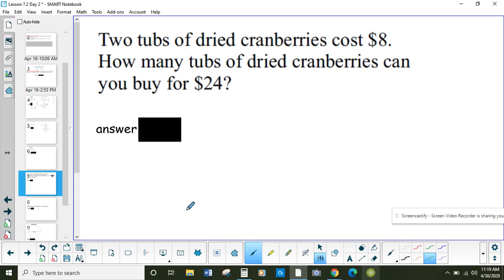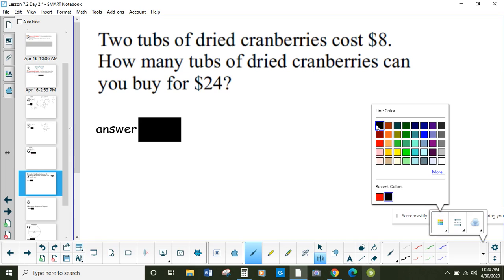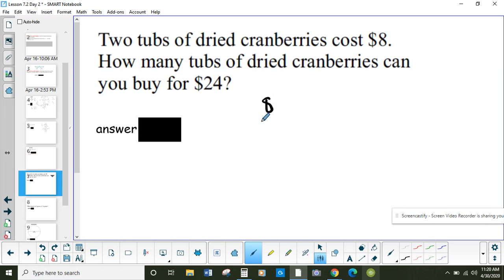All right, pause the video, answer this proportional question. So 2 tubs of dried cranberries cost $8. We always like to keep money on top, right? So $8 on top, 2 tubs of cranberries on the bottom. How many tubs for $24? So if I got money on top, I'll keep money on top. How many tubs means I don't know that. That's where my letter goes.